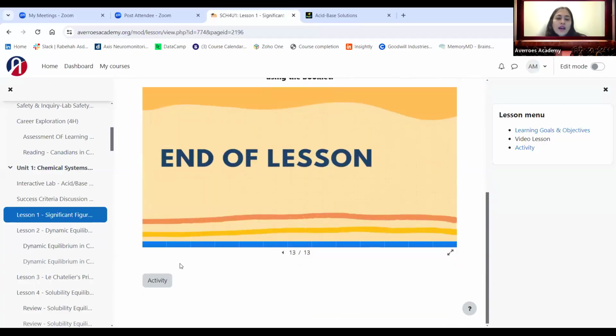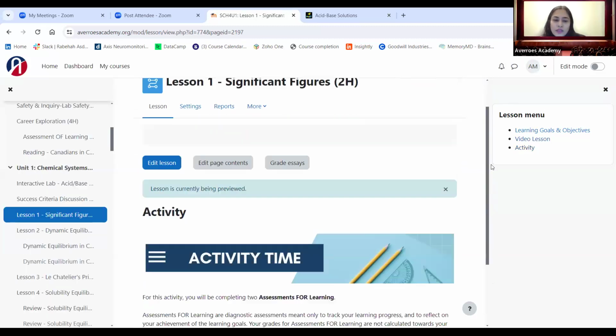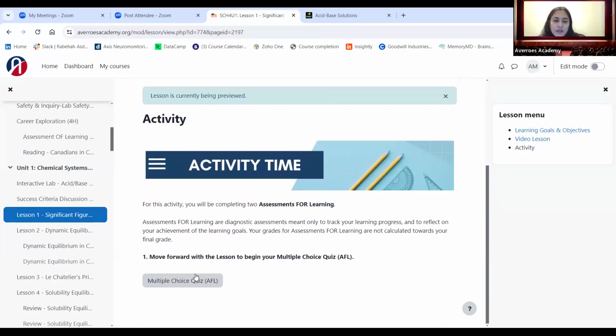Okay, and then we have an activity at the end of this lesson, which you will need to do over the weekend or tonight. For this activity, there's a multiple choice quiz.